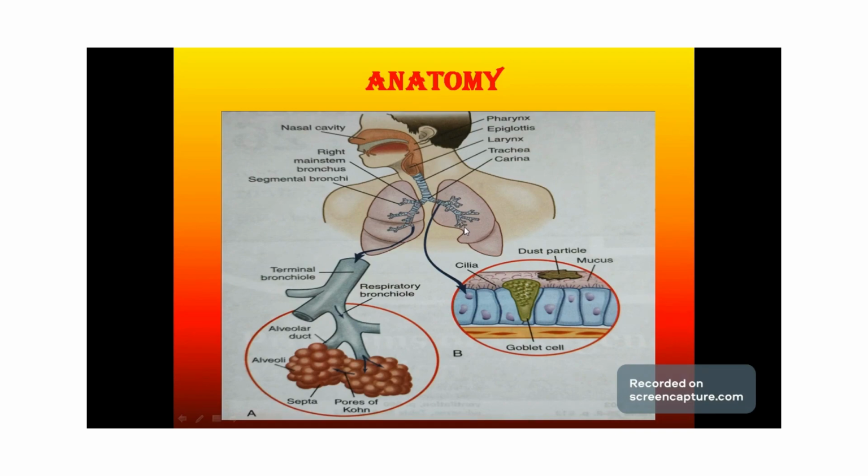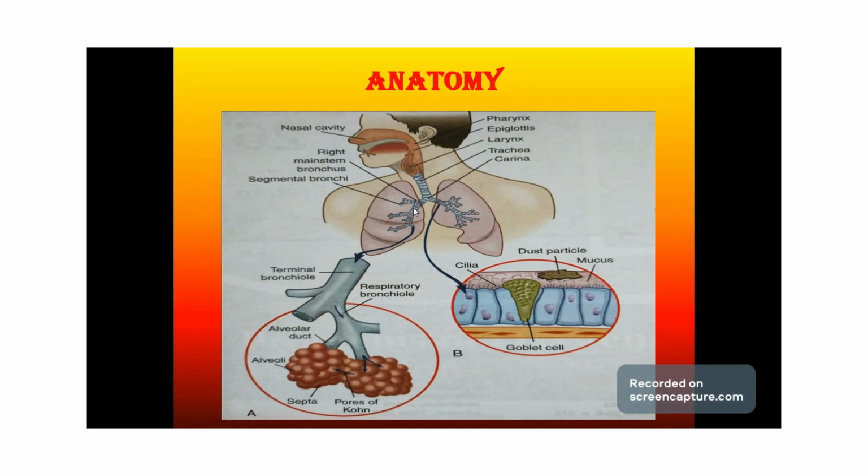Now the beginning of the bronchi starts from the carina. This is the portion which we call the carina. The carina is the starting point of the mainstem bronchi. The right bronchus is slightly wider than the left bronchus, slightly shorter than the left one, and more vertical.